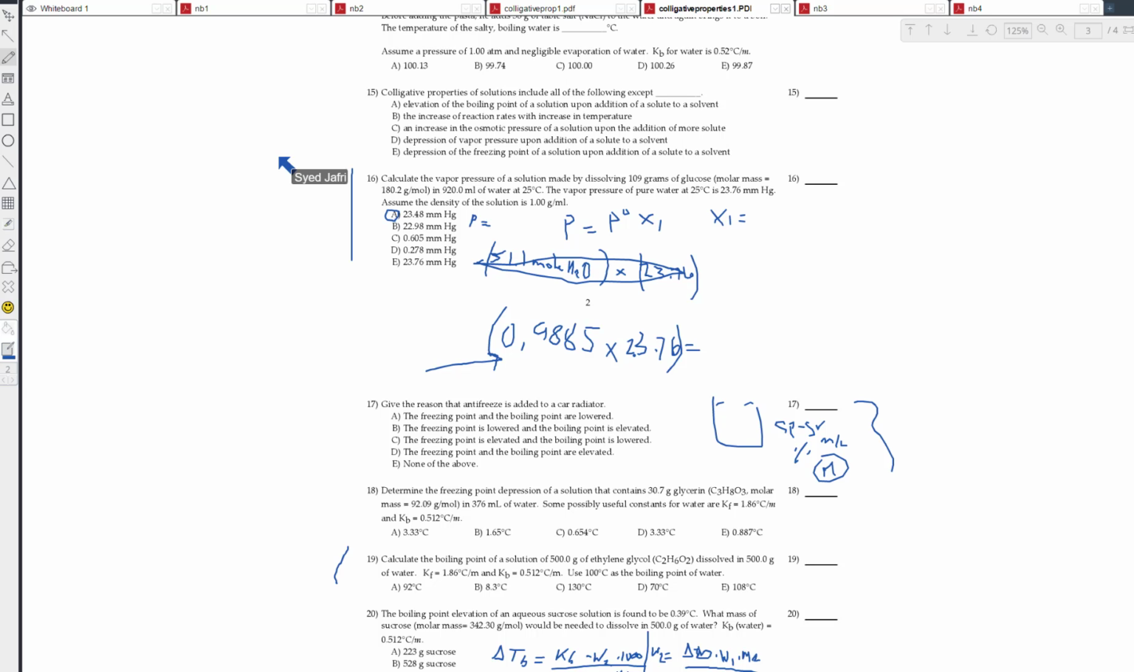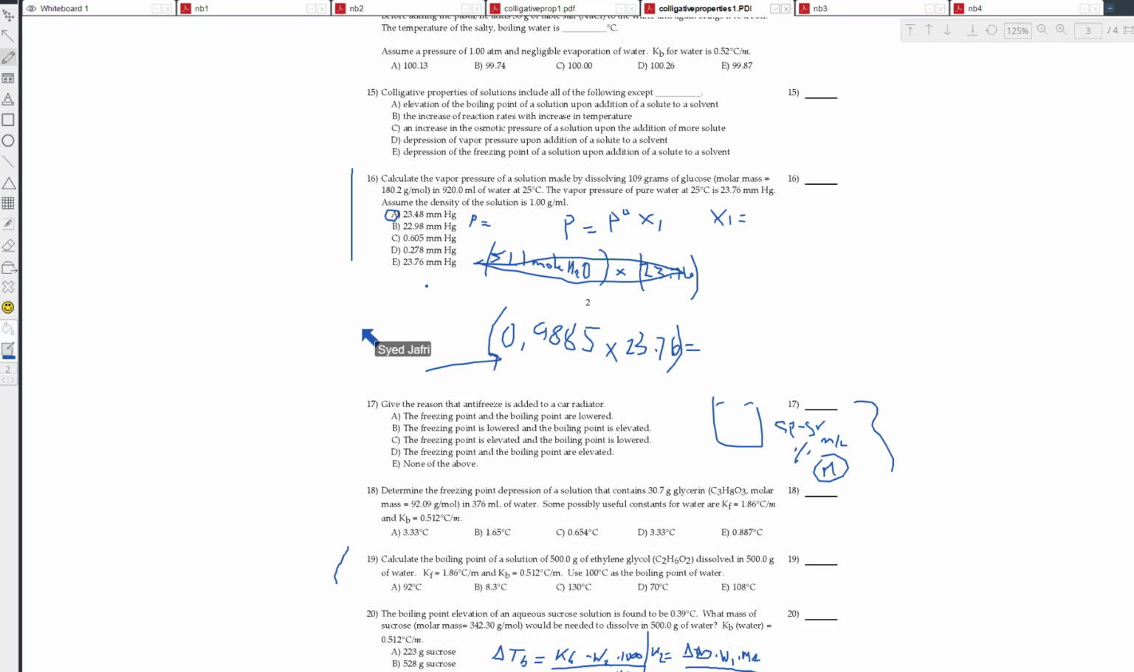And then I multiplied it by 23.76. By the pure, yes. What is the pure vapor pressure? 23.76. So yes, you're right. That's good. It was important because at first I was thinking I need to get the moles of glucose and then divide the moles of glucose by the total number of moles. Because if I did that, then I would have gotten 1 minus 0.9885. What do you mean? Why are you doing this one minus? I don't understand.